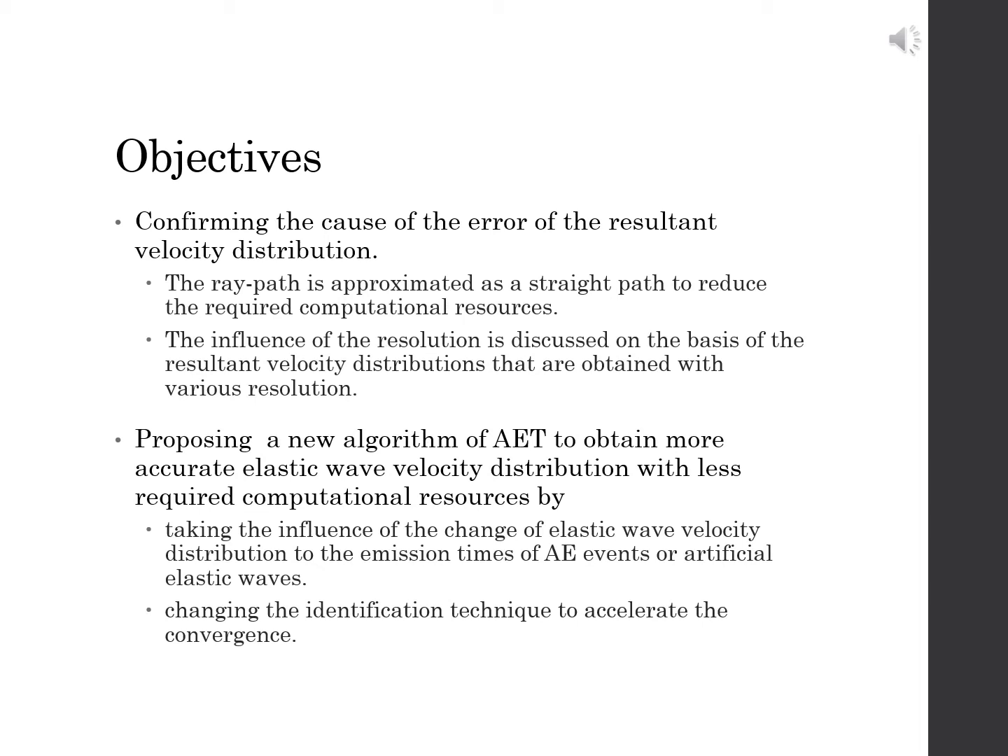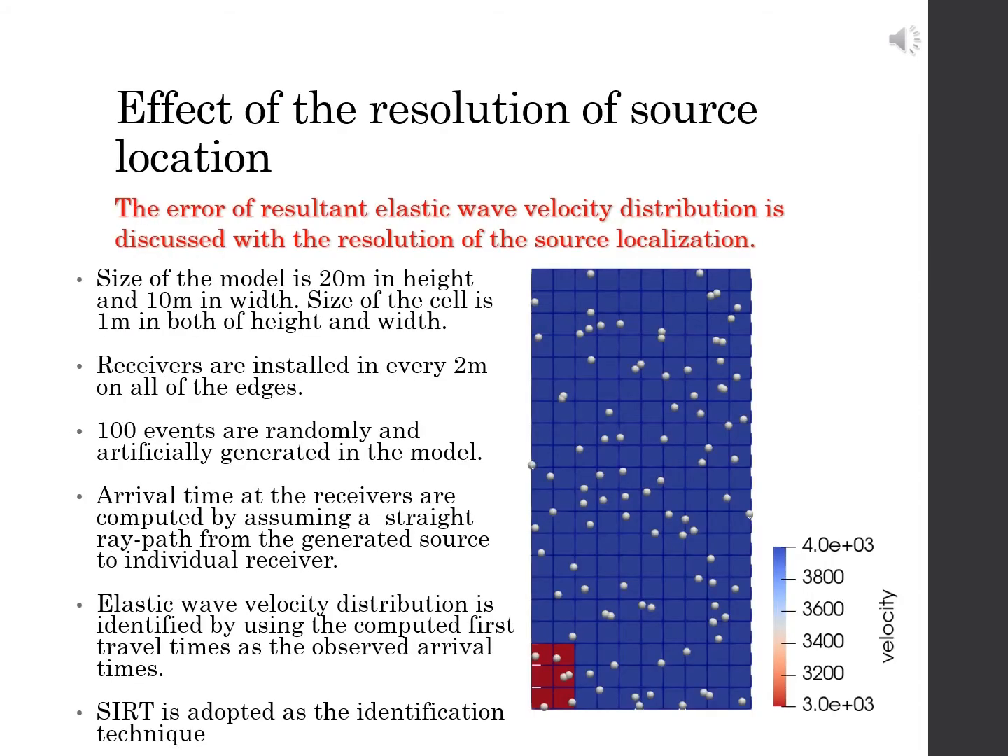And the second objective is proposing a new algorithm of AET to obtain more accurate elastic wave velocity distributions with fewer required computational resources. In the conventional AET, SIRT is used as an identification technique, and the emission time of the elastic wave is handled as a constant. So by changing these implementations, we try to reduce the required computational resources for checking the effect of the resolution of source location on the error of the resultant elastic wave velocity distribution in AET.